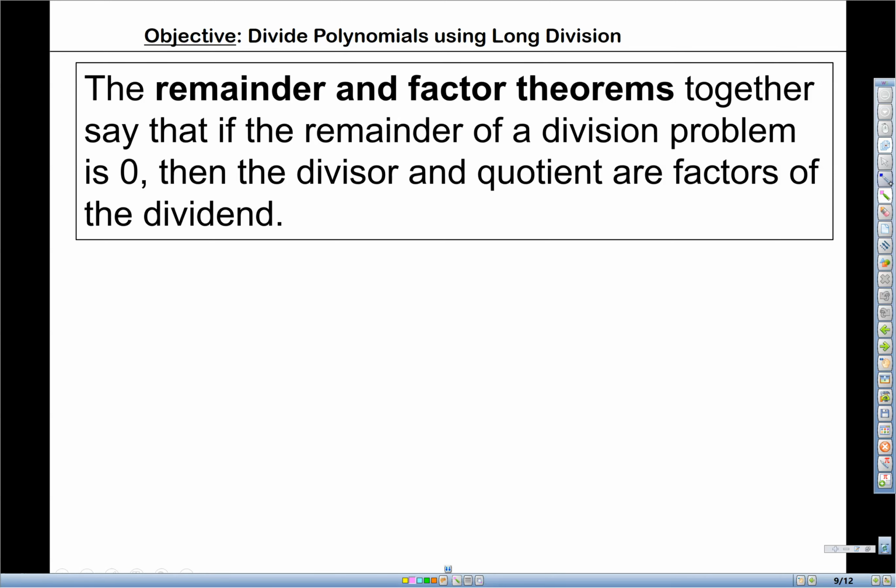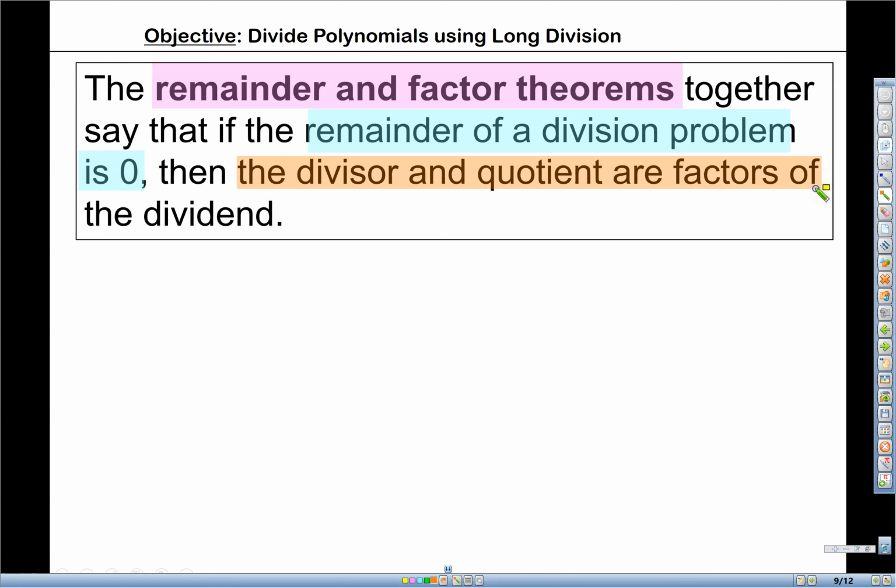It just means things about math that we know are proven to be true, and they're called the remainder and the factor theorems. So together, what these two theorems really tell us is that if we divide two polynomials and the remainder that we get is 0, then we know that both what we were dividing by, which is our divisor, and our answer, our quotient, are factors of the dividend, which is what we were dividing into.